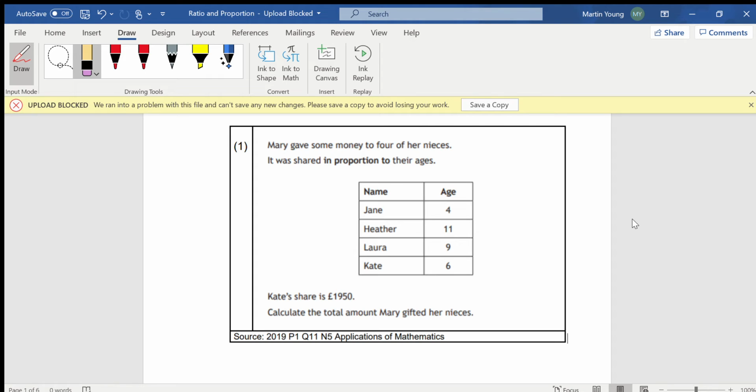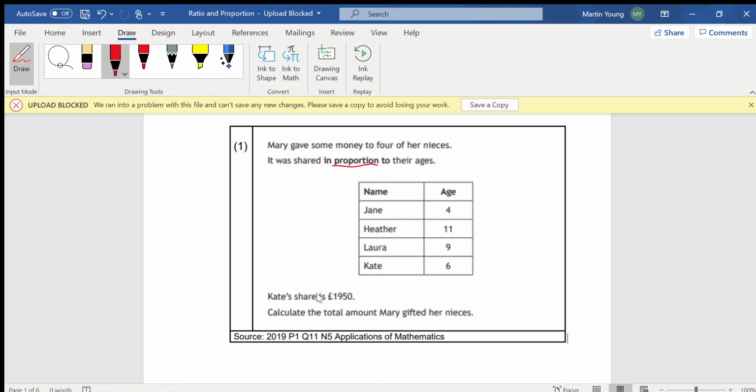So in this first question, we've got Mary gave some money to 4 of her nieces. It was shared in proportion to their ages. So when we're talking about proportion, we're kind of thinking, right, ratio and proportion, they're both very, very similar. And it's in proportion to their ages. So there's the names, Jane, Heather, Laura and Kate, and those are their ages. So what that means is, in terms of parts or shares, we are giving Jane 4, Heather would get 11, Laura would get 9 and Kate would get 6 parts of the share.